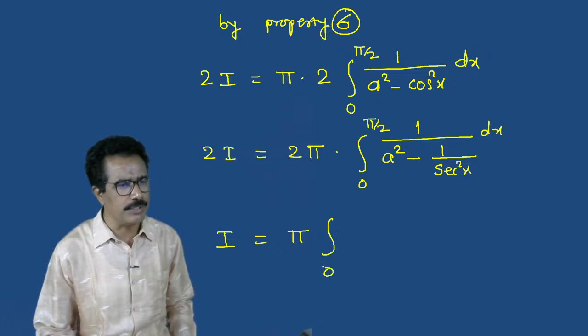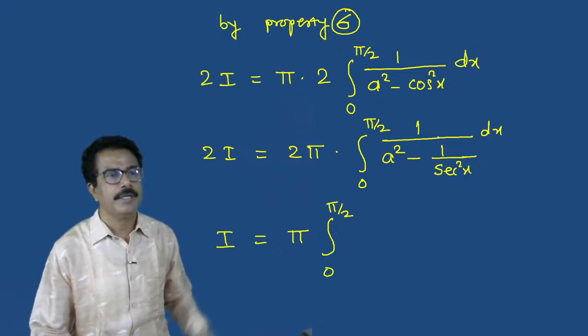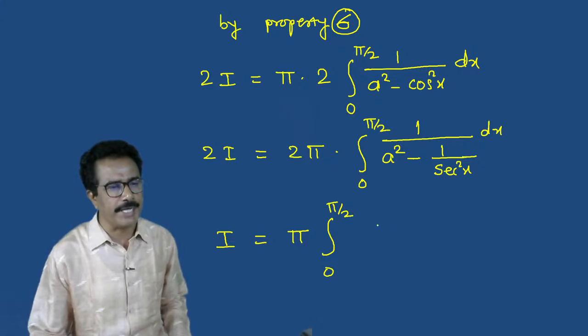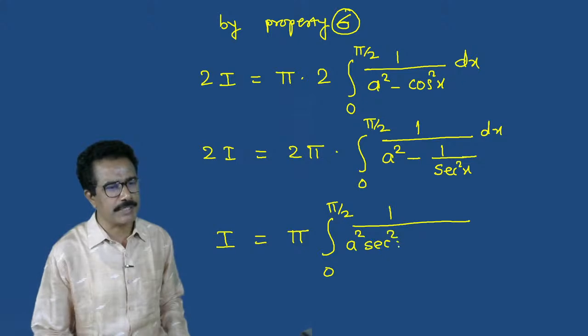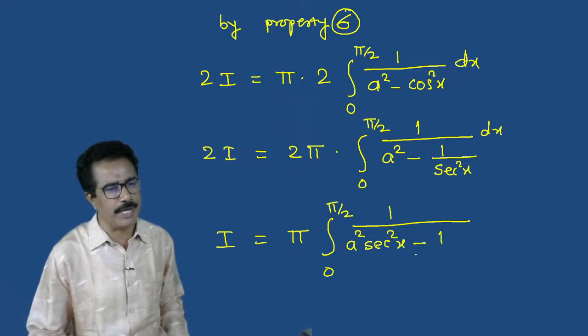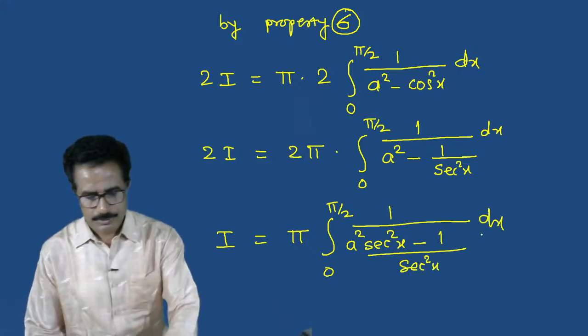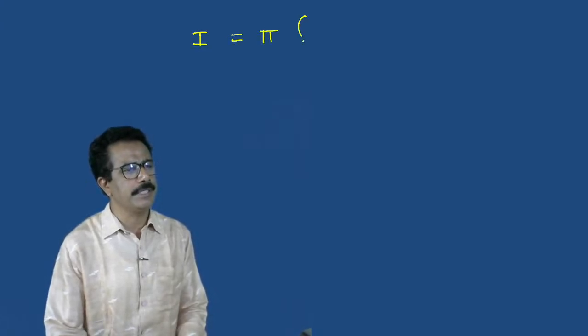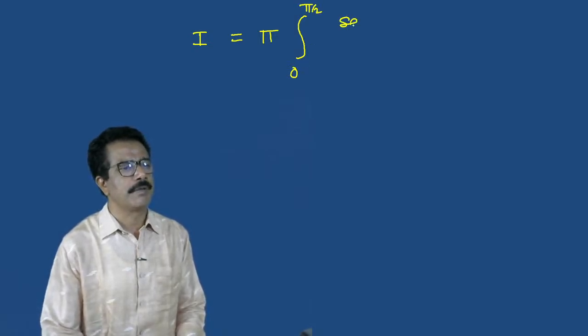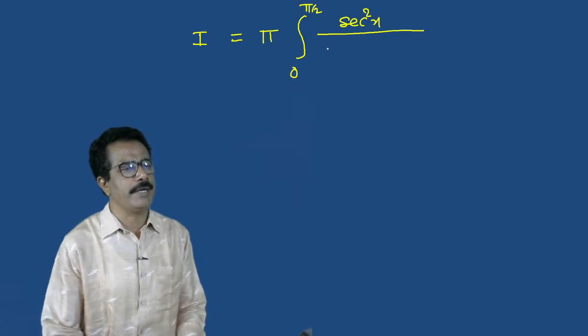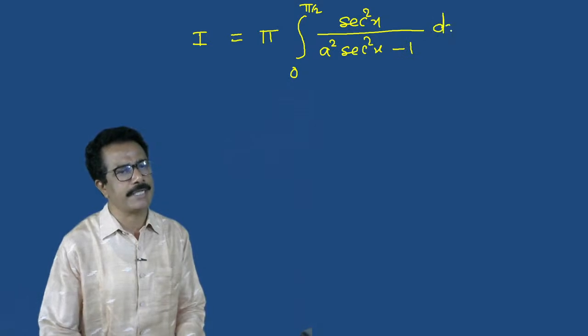We can solve from 0 to pi by 2. Cos square means 1 upon sec square. Now take out the LCM: a square sec square x minus 1 divided by sec square x dx. So I is equal to pi into the integral from 0 to pi by 2 of sec square x divided by a square sec square x minus 1 dx.